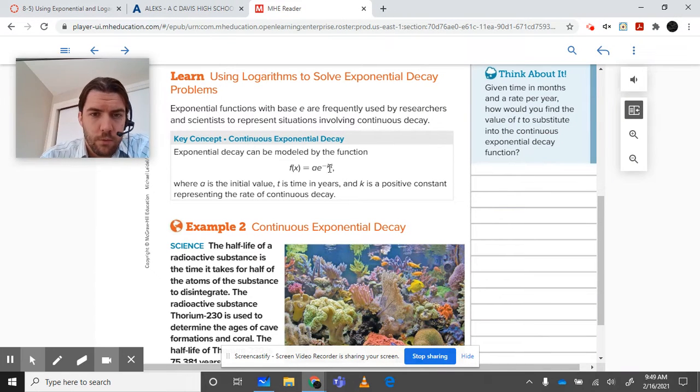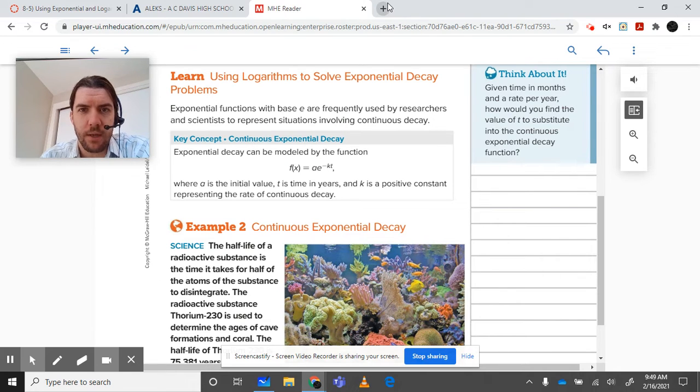If your growth constant, K here, is not a positive value but is instead a negative value, like negative 0.4 or something, then we're not really talking about something that's growing. We're actually talking about something that is decaying, something that's getting smaller, right?